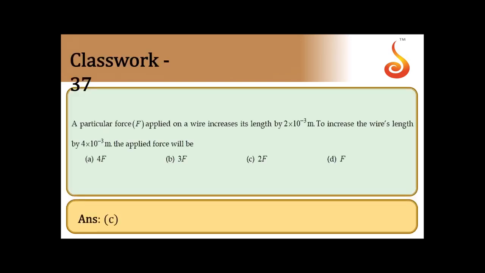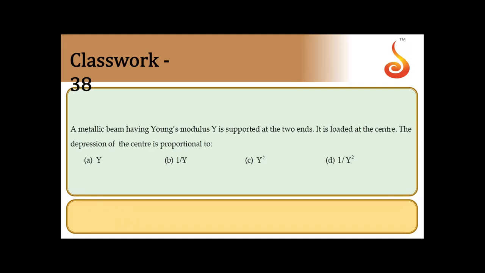Yes, we shall move on to next one. A metallic beam having Young's modulus Y is supported at two ends. It is loaded at the center. The depression of the center is proportional to Y, 1 by Y, Y square, 1 by Y square.